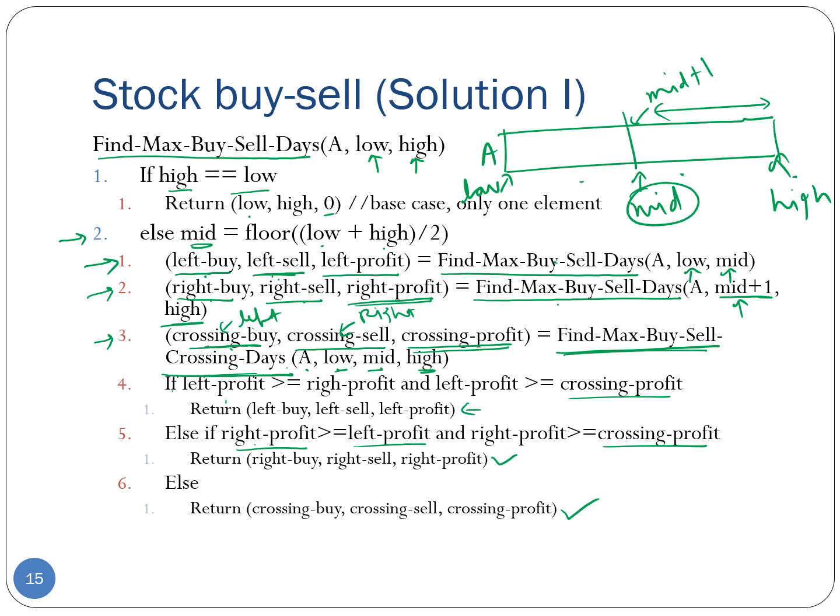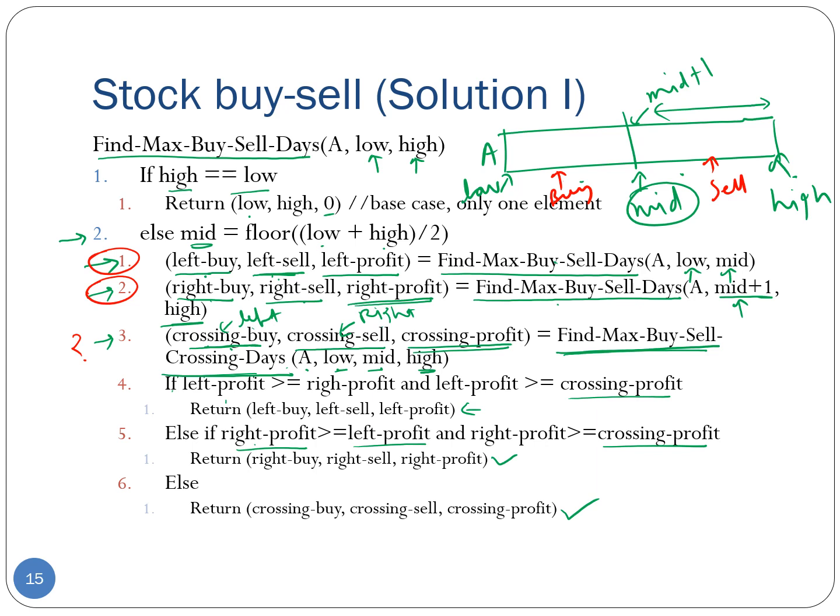Now one more thing that you need to understand here is how exactly we solve the third case, where the buy and sell should happen in different halves. The first two cases are pretty straightforward, these are recursive calls. But how do we solve this third case? How do we figure out when we should buy and when we should sell to maximize our profit if the buy and sell are happening in different halves of the array? If you think about it, this is actually pretty straightforward.